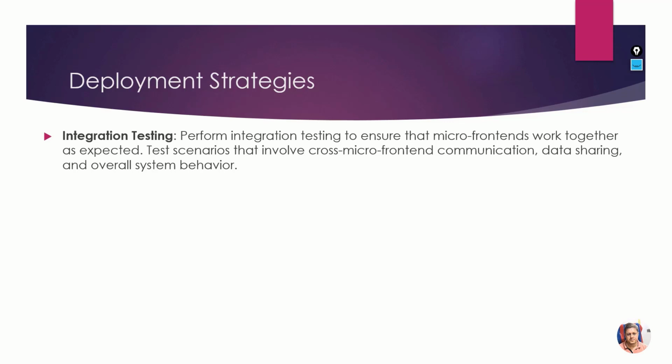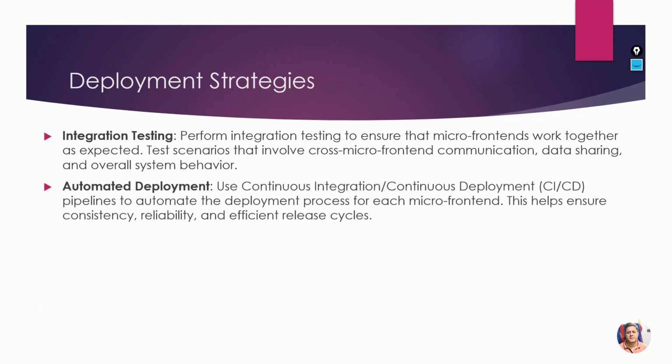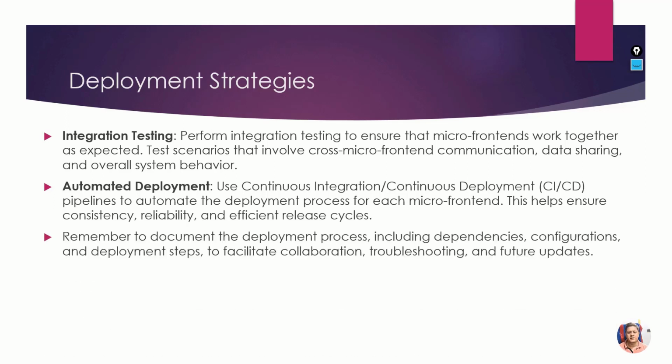Integration testing you can do using the Micro Frontend, and data sharing and all the system. Automated deployment you can implement through continuous integration and continuous deployment strategy. You can create the pipeline using Jenkins or AWS or any other method which we can use, but it's very important.